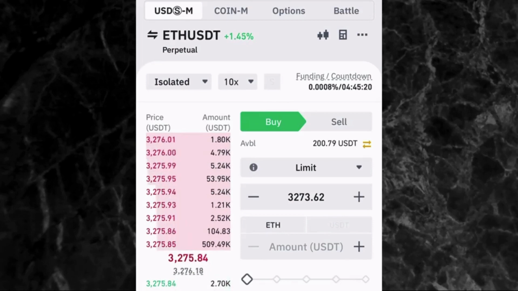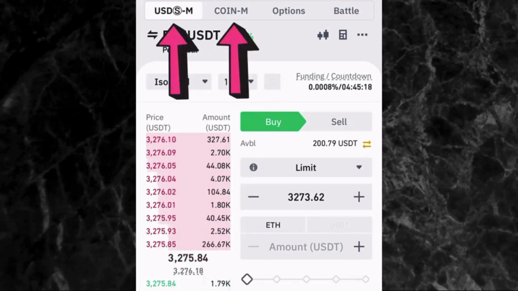Now, the next thing I need to explain to you guys is, as you can see at the top of the screen, where you have USDS-M and Coin-M.